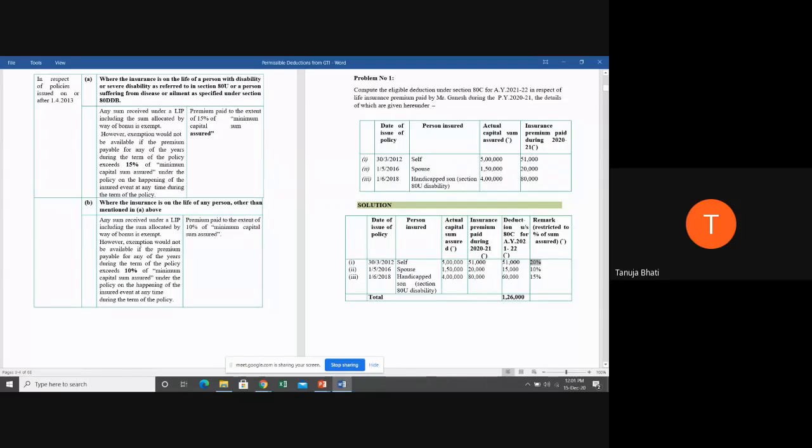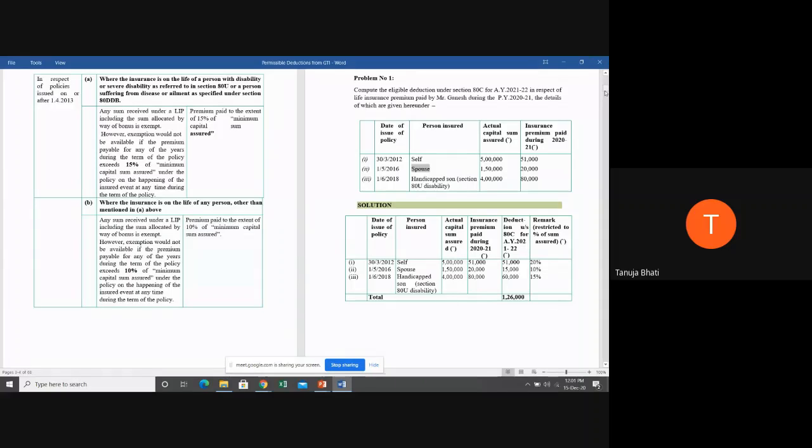So actually he paid a premium of 51,000, but he can claim premium up to 1 lakh in order to claim deduction under 80C. So 1 lakh or 51,000, whichever is lower. So 51,000 is the deduction he will get under the first category. Second, the date of issue of policy is 2016 for his spouse.